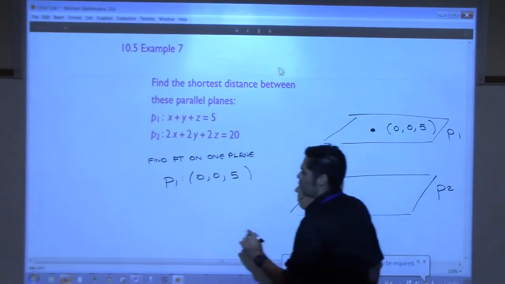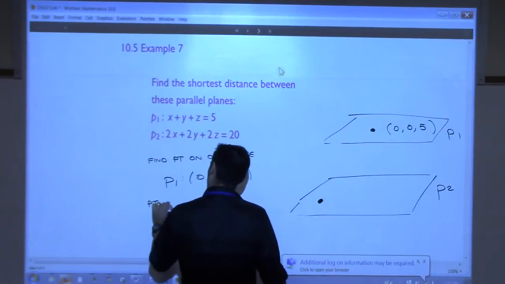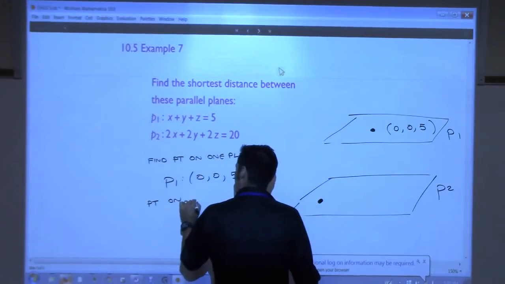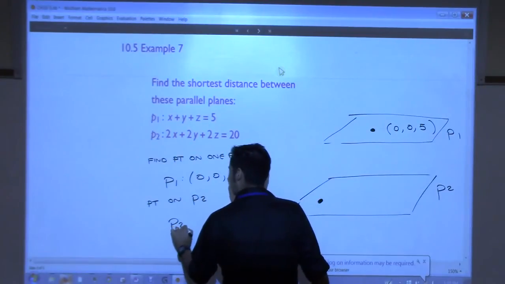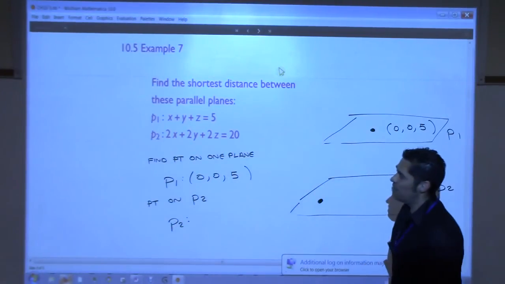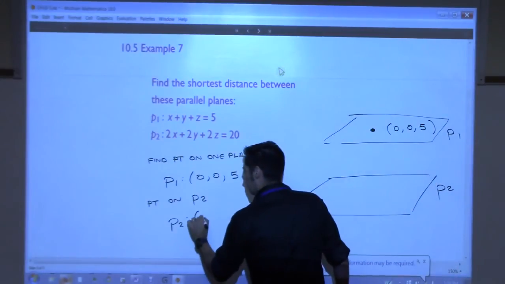So point on plane 2 is the next thing I'm doing. So what's a point on plane 2? 0, 10, 0. Good. I'll go with that.